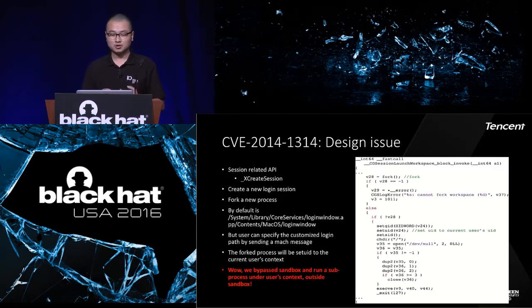And in this new login session, it will by default fork a process which is loginwindow, and then set the UID of that process to the current user's. So it's very good. And that API allows the user to customize that path, so it means you can bypass the sandbox and run a subprocess on an arbitrary path and file with the user's context, which is perfect.